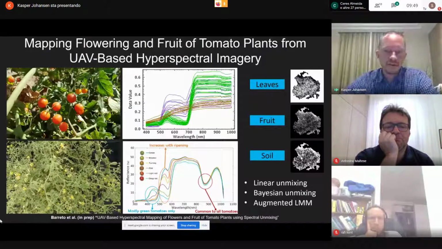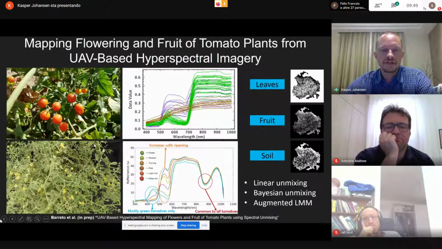And we also have another study that's looking at mapping the timing and extent of flowering. So you can see those little yellow flowers in the photo at the bottom, and also mapping the presence of tomato plants, so of the tomato fruits. If you look at this graph here, you can see the purple line, that's the flowers. So they are somewhat distinct in the green part of the spectrum.